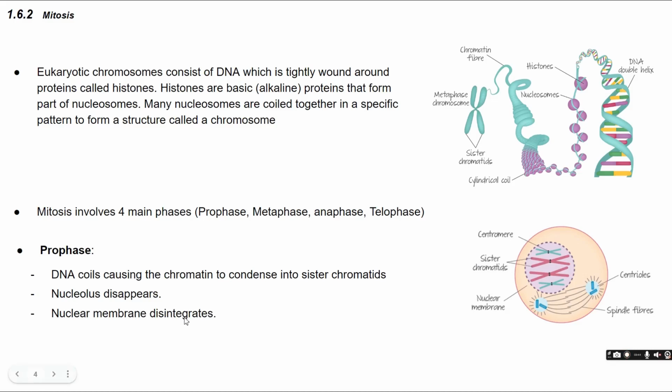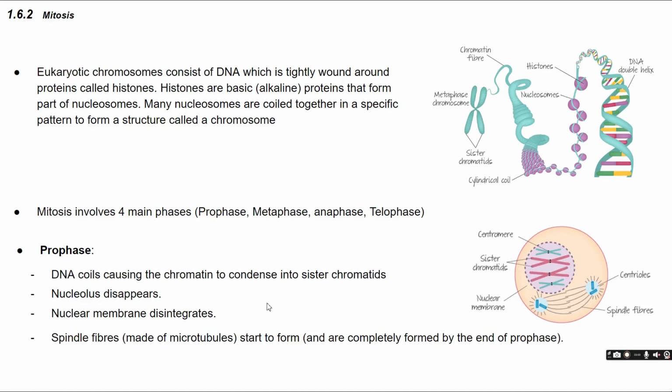The nuclear membrane starts to disintegrate, and the spindle fibers, which you see right here, these lines, start to form and are completely formed by the end of prophase. You're going to need to know all these steps. And then obviously the centrioles, which are not in plant cells, only in animal cells, move to opposite poles.